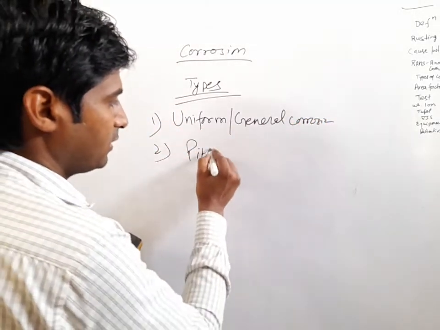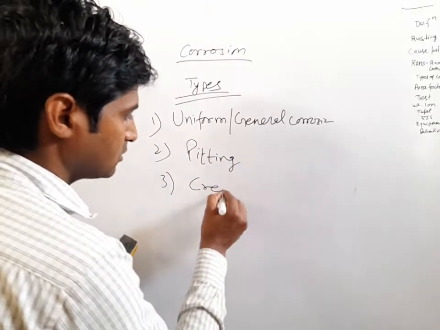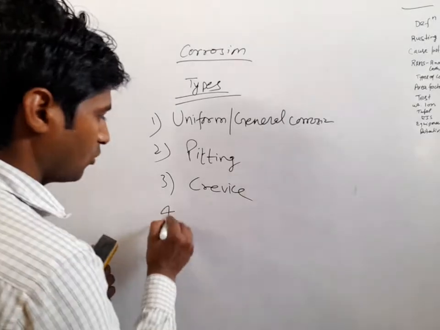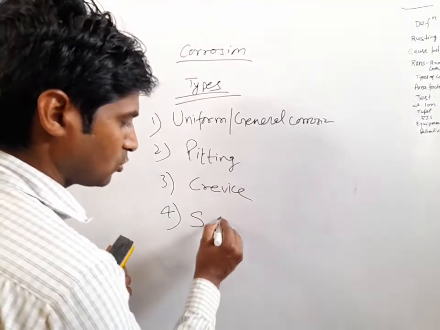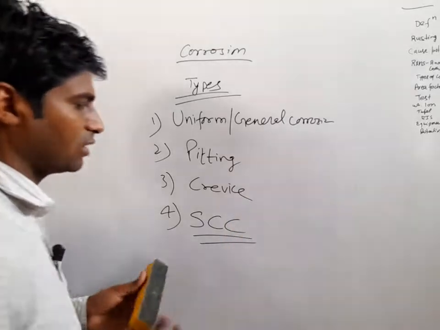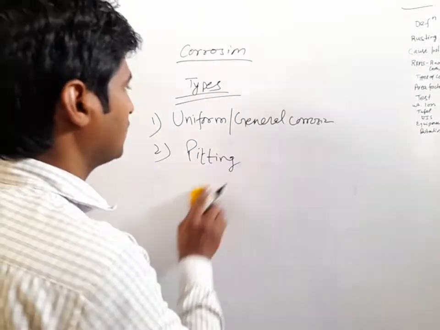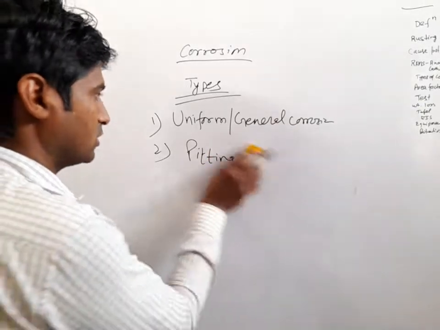Another one is pitting corrosion, crevice, or stress corrosion cracking, SCC, and many more. There are many types of corrosion. Basically, I will discuss here the uniform or general corrosion and pitting corrosion.